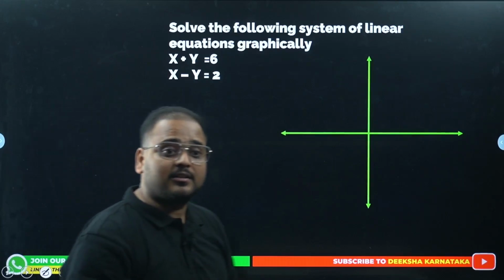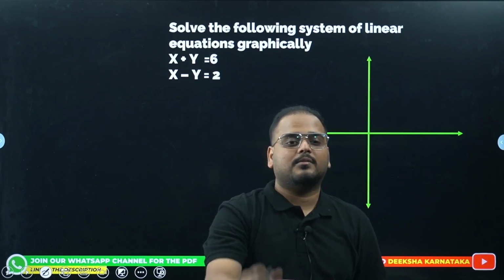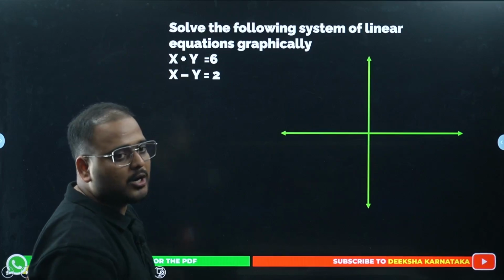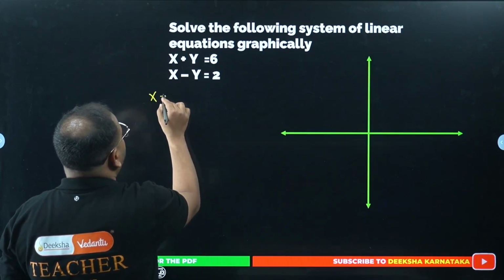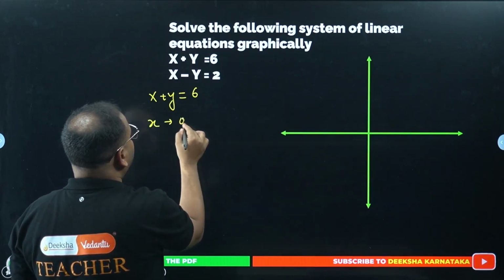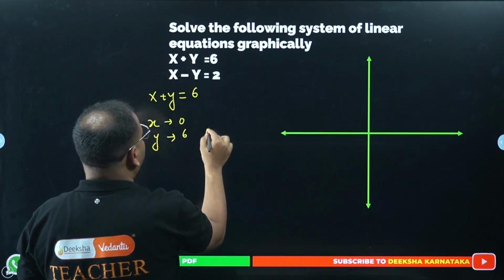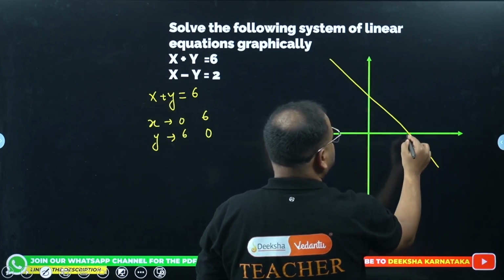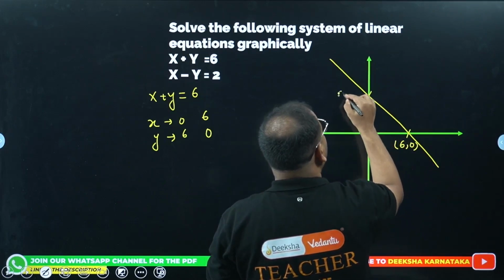Okay, I have taken another question. I hope from this question onwards you will be able to solve it by yourself. Same question, exact same type I have taken. Okay, first one, how will I plot? x plus y equal to 6. Same method, take the equation x plus y equal to 6. x equals 0, y equal to 6, y equal to 0, x equal to 6. Plot the graph like this. This will be (6, 0) and this will be (0, 6).